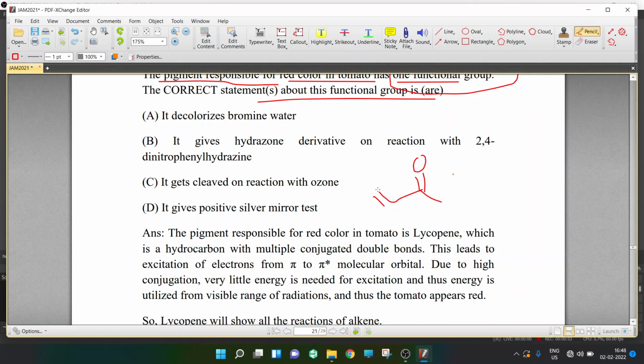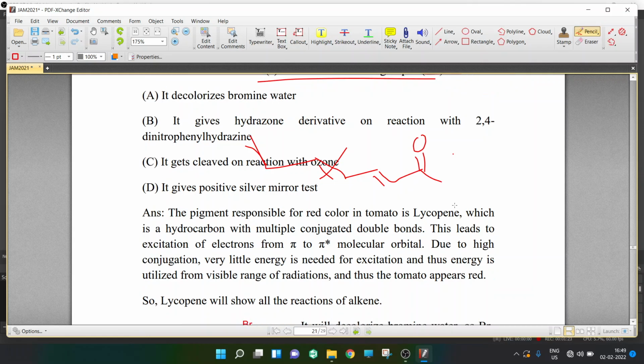So if one functional group is there, undoubtedly it has double bond, that too multiple double bonds conjugated, because when it is conjugated you need little energy to excite them, and so little energy comes from your visible range. It does not come from a UV range, and so it absorbs energy from the visible range, and the rest it reflects back, and that's why you see the color. And so very clearly double bond is what is responsible.